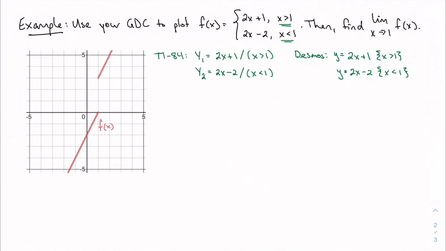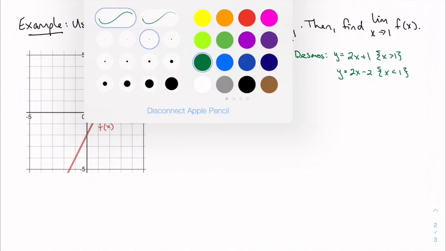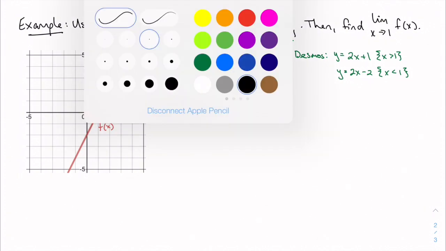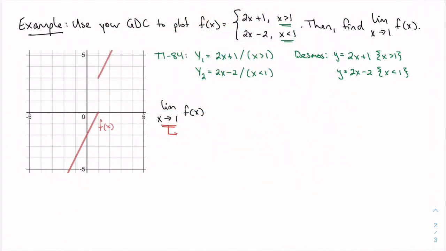Well, I want to find the limit as x approaches 1. And how I'm going to do that, it's just like I described before. If no direction is specified, I need to check both directions. Well, so we're going to do that from the left. Off to the side here, I'm just going to do it.